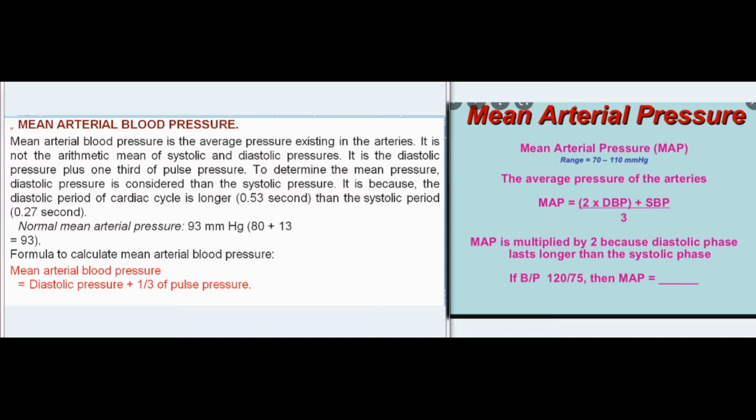To determine the mean pressure, diastolic pressure is given more consideration than the systolic pressure. It is because the diastolic period of the cardiac cycle is longer, 0.53 second, than the systolic period, 0.27 second. Normal mean arterial pressure is 93 mm Hg: 80 plus 13 equals 93. Formula to calculate mean arterial blood pressure: mean arterial blood pressure equals diastolic pressure plus 1/3 of pulse pressure.